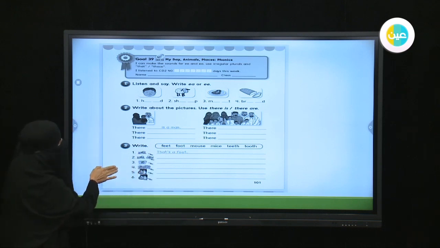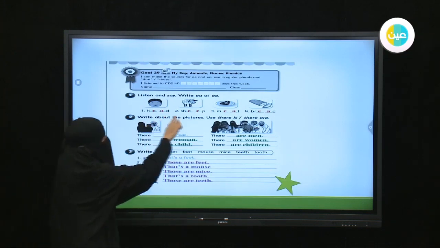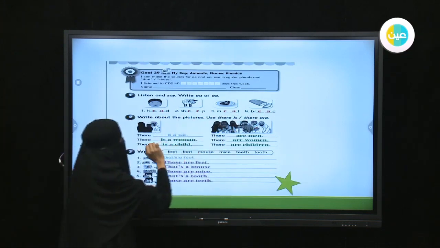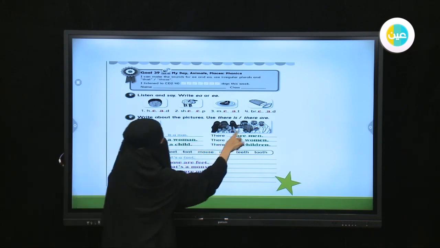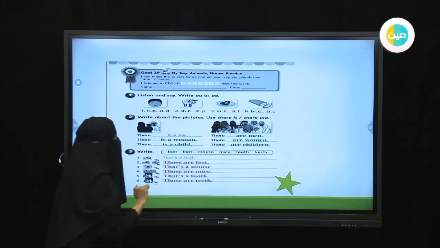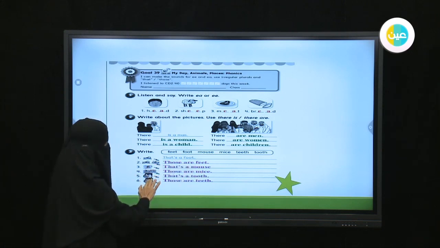Let's check our answers. Yes, here we make sure that our answers are correct. And here you're using is for the singular and are for the plural. And here we have those are feet, that's a mouse, those are mice, that's a tooth, and those are teeth. Okay?